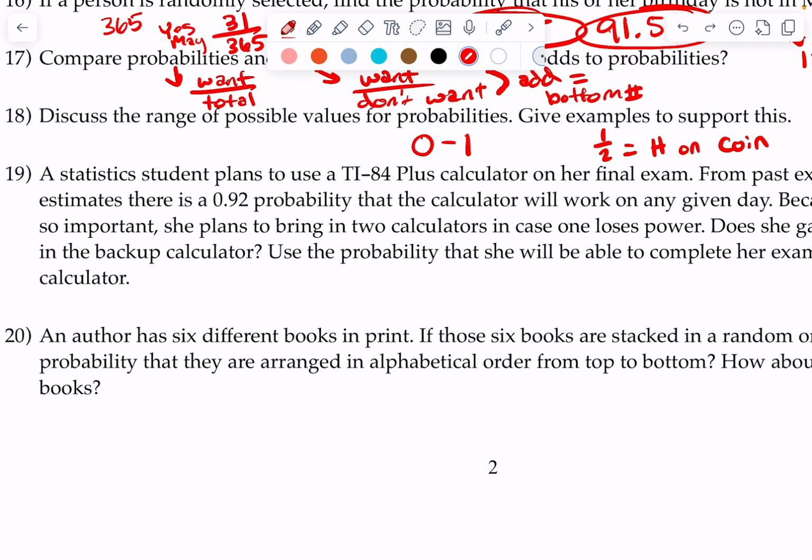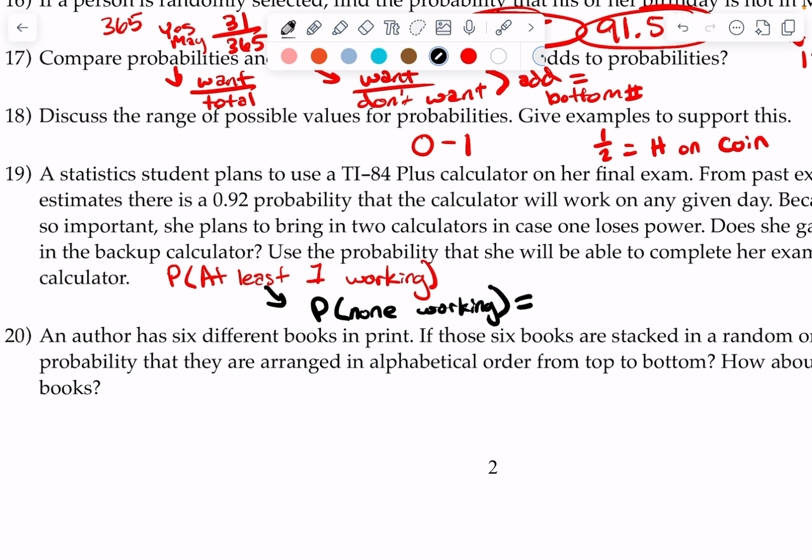I'm trying to find the probability of at least one working. Maybe they both work. Maybe the first one works and the second one doesn't. Maybe the second one works and the first one doesn't. I don't know which one's going to work, but I want to find the probability of at least one working. So I'm going to do the opposite, which is the probability of none working.